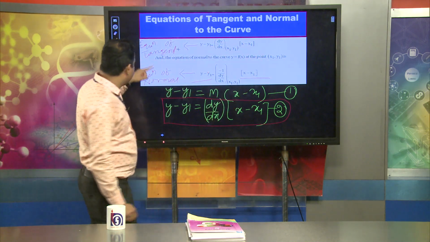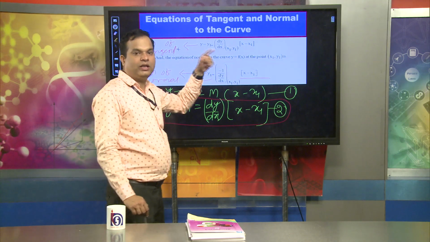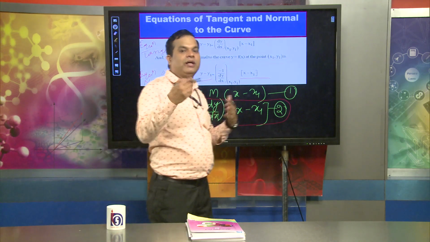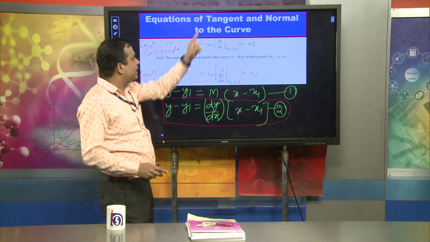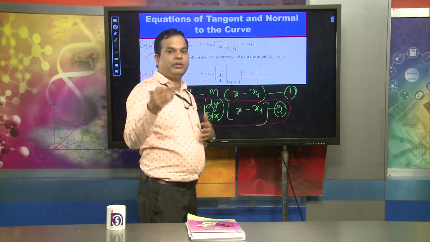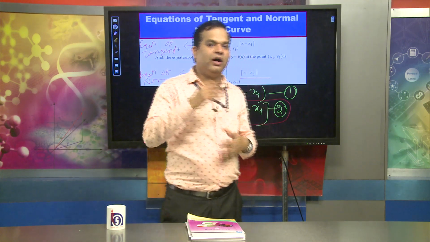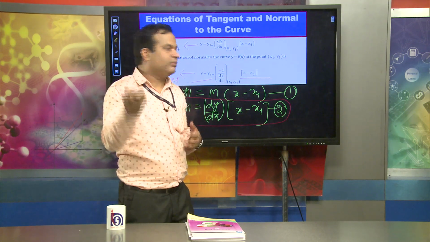When talking about the equation of the normal, that is y minus y1 equal to minus 1 by dy/dx into x minus x1. These are two important formulas: the equation of the tangent, and the equation of the normal to the curve. Now we will take an example and use these formulas to find the equation of the tangent and the equation of the normal.